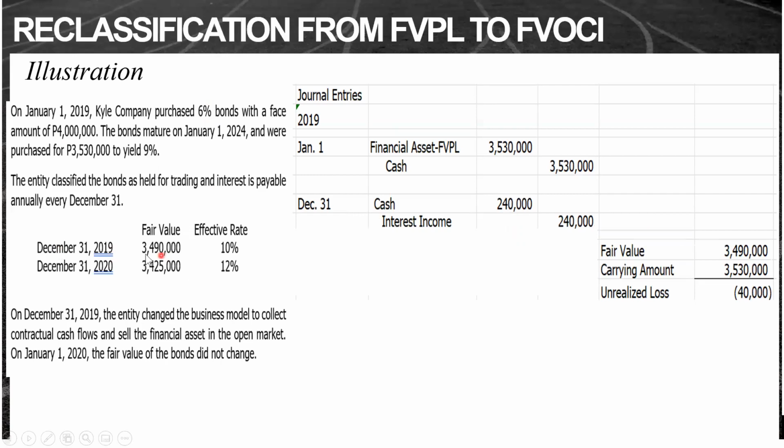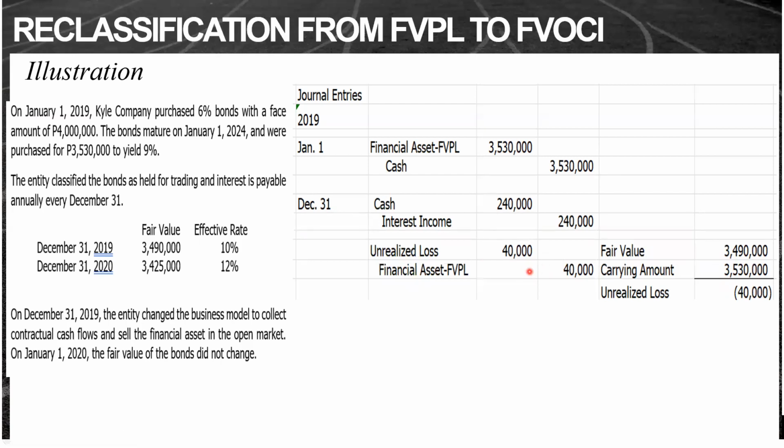So sabi dito, that's 3,490,000. So we're going to compare that with our carrying amount. Magkano bang carrying amount natin? So nagbase pa tayo sa initial measurement, which is 3,530,000. So it turned out that your financial asset decreased by 40,000. So to record that, you debit unrealized loss, which will be reported in your profit or loss, and credit financial asset FVPL for 40,000.